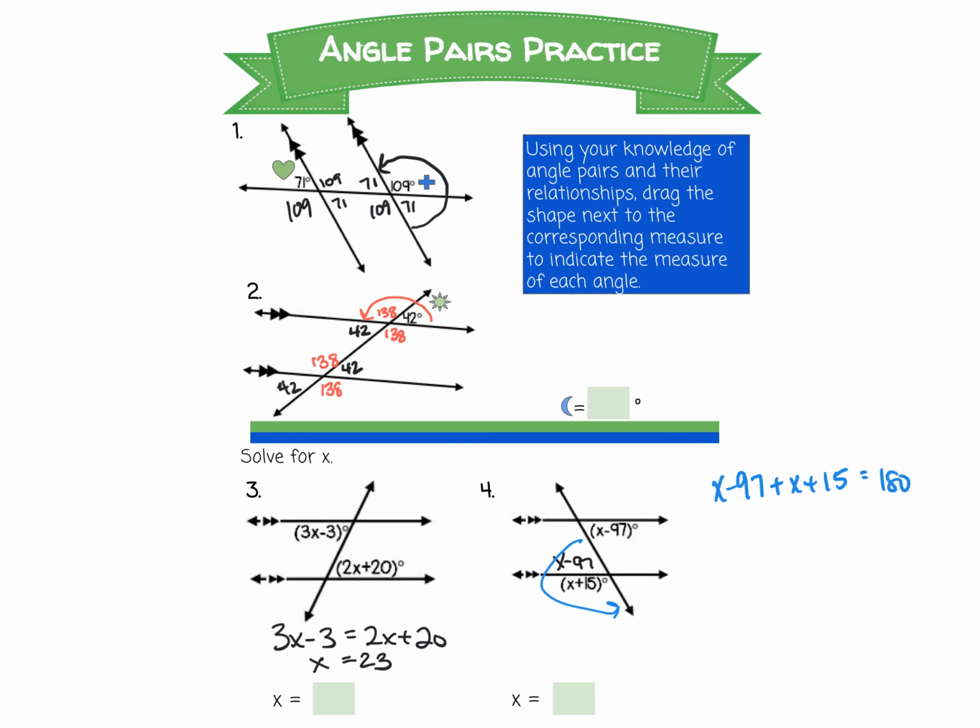So now I can combine my like terms. I have 2x minus 82 equals 180. If I add 82 to both sides, I get 262. Divide by 2, you get 131.